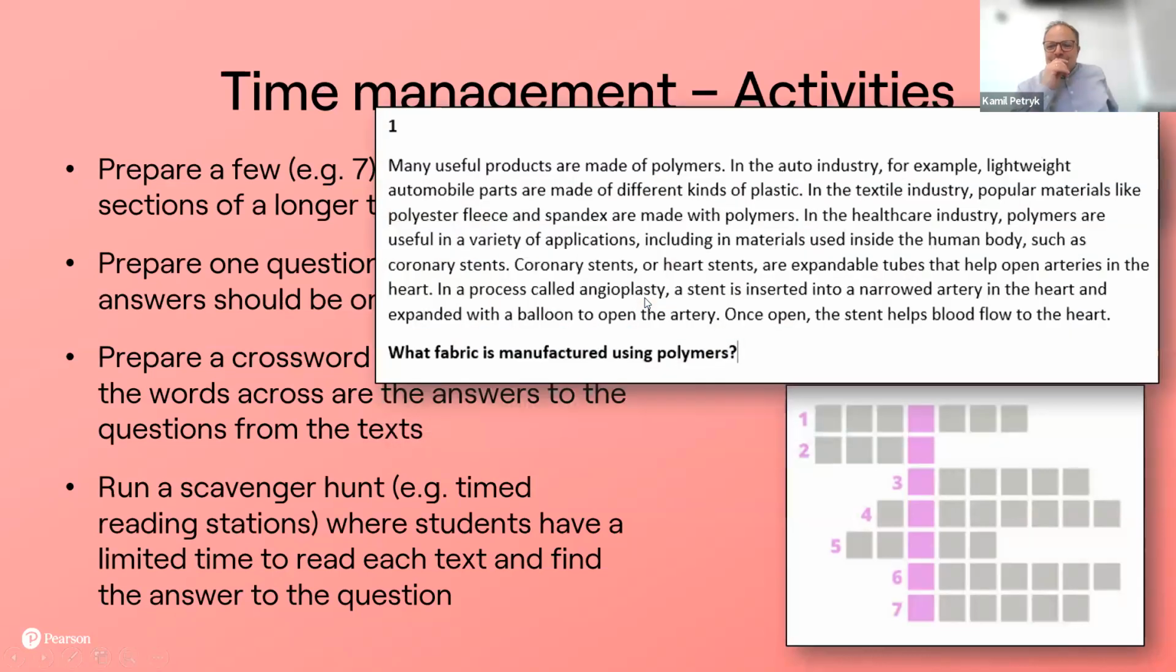So you will have tasks like that. Let's say this is a reading station, you have 1 minute, you have the number of the question from the crossword puzzle, and the question below the text. So what would you say? What would be number 1 across in the crossword puzzle? Use the chat box, obviously. What fabric is manufactured using polymers?